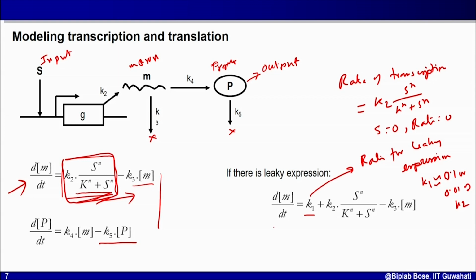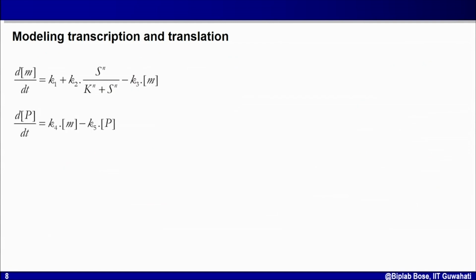So, I can simply change this ODE to this one and incorporate K1. My rate of change of M, that is mRNA, dM/dt becomes K1 plus K2 into the Hill function involving S, minus K3 into M. So, I have these two now: the first one considering leaky expression, and the second ODE is for my protein. So, I have two ODEs.